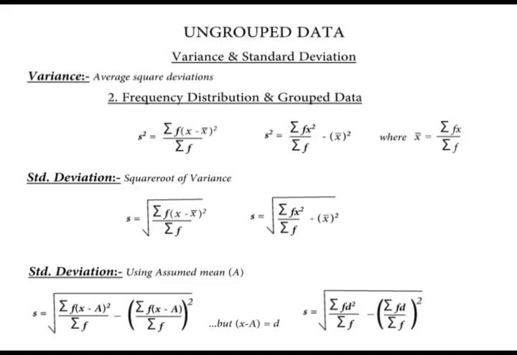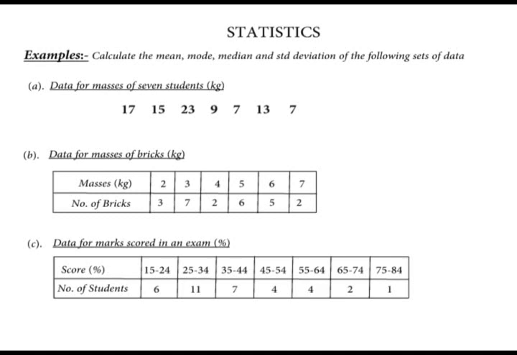And so we will take 3 examples, each for one type of data, and we shall calculate the mean, mode, median, and the standard deviation so we can be very clear. So find the mean, mode, median, and the standard deviation for the following sets of data.